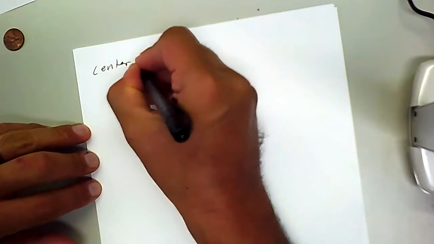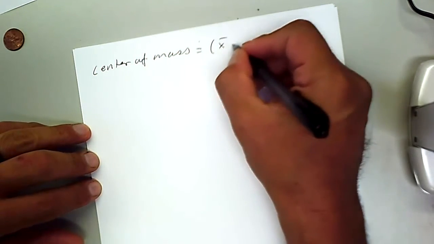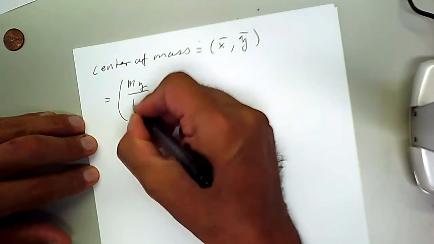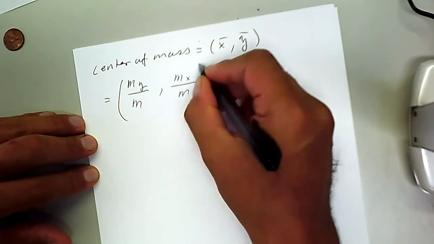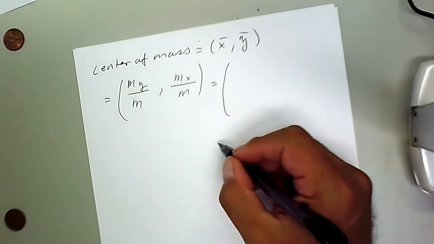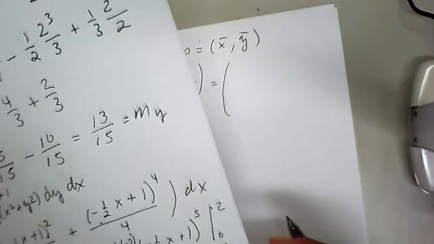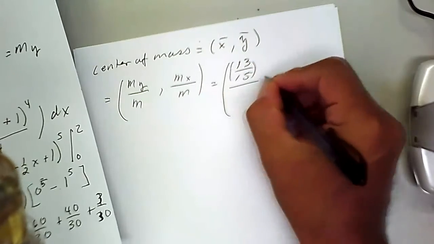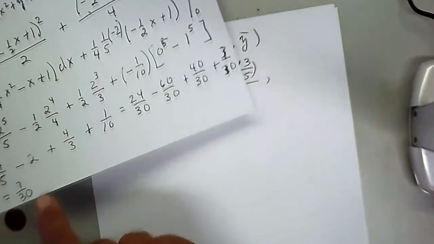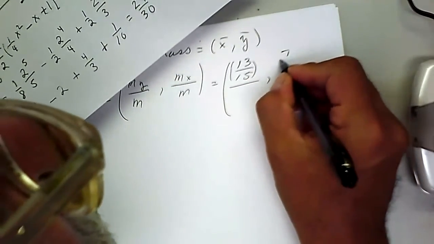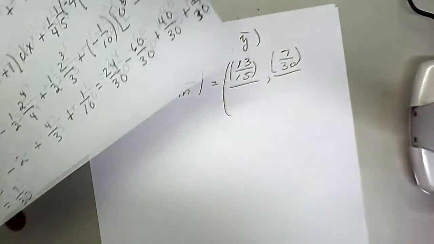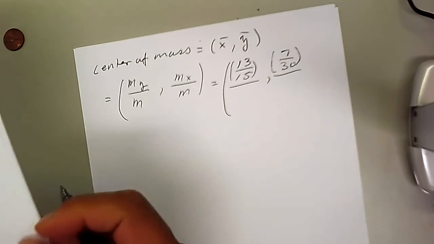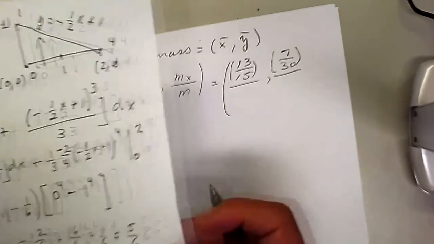Center of mass, also denoted by x bar, y bar, is equal to the moment with respect to the y-axis over the mass, the moment with respect to the x-axis over the mass. So we have fractions. The moment with respect to the y-axis is 13/15. The moment with respect to the x-axis, we just found it to be 7/30. The mass is in a previous page. The mass is 5/6.